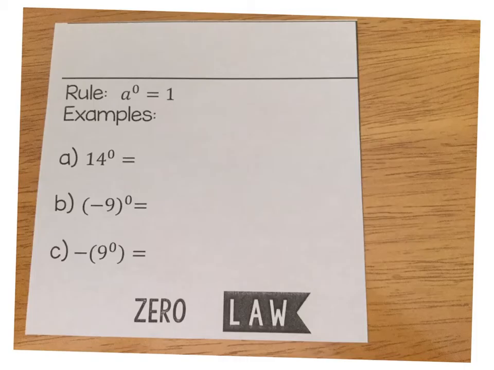So the first one we're going to talk about is the zero rule or the zero law. What it says is, any base raised to the power of 0, or exponent of 0, your answer will automatically be 1. So let's look at these. 14 to the 0 power, 1. Negative 9 to the 0 power, 1, because it's this whole thing to the 0 power. Now here, you have the negative outside. So this part is equal to 1, but you still have that negative. So your answer is negative 1.